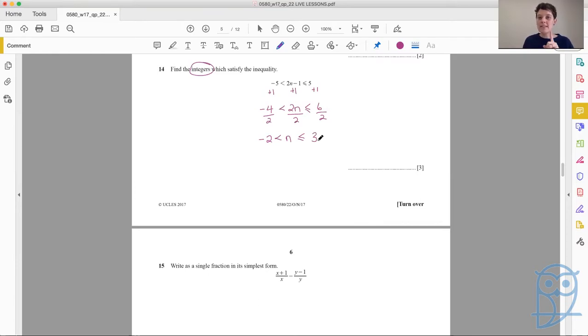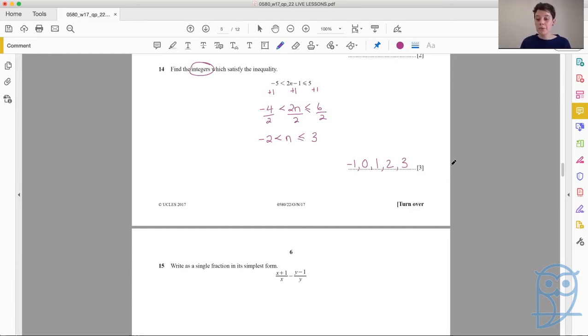But they want the integers. So we have to now take it to the next level and we have to say, okay, what are the integers that fall in between these inequalities? So -2 is excluded, so we would have to start from -1, then 0, then 1, then 2, and then we double check. 3 is included, because it's less than or equal to 3, so there would be our 3.